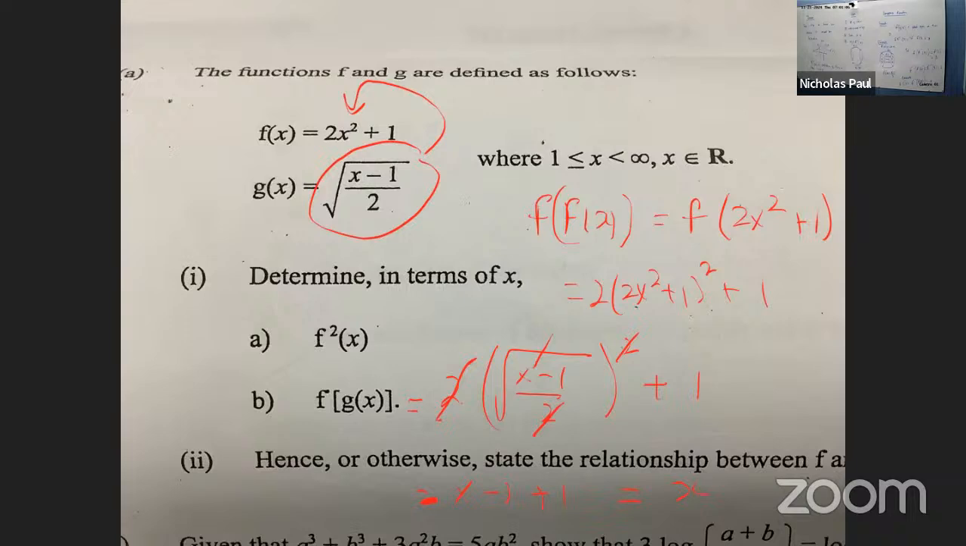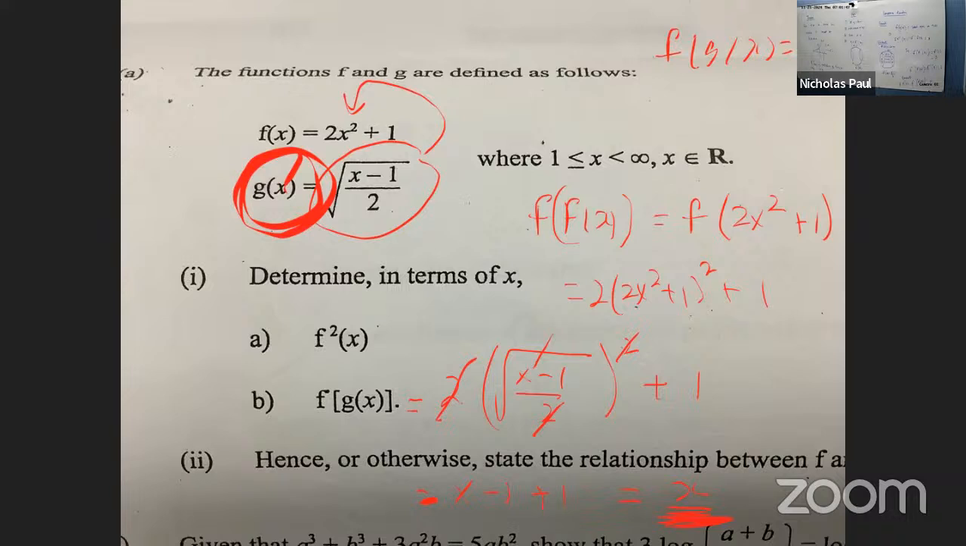So here's the problem. Well, not the problem, but what does that mean? If f of g of x gives you x, it means that g of x is the inverse of f. So f of x and g of x are inverse of each other.